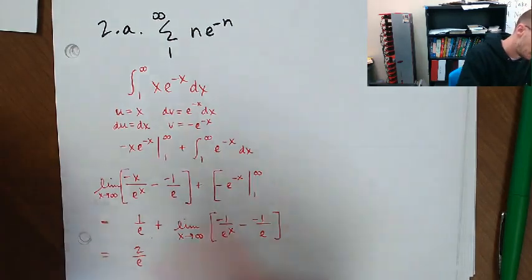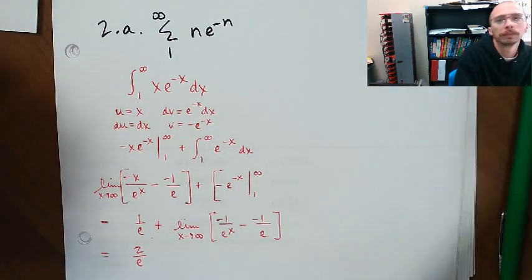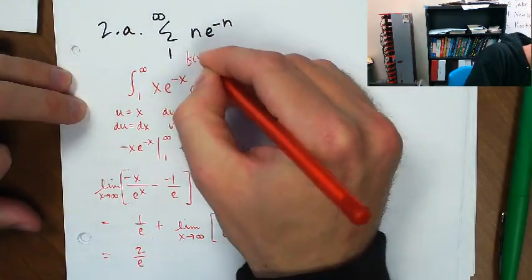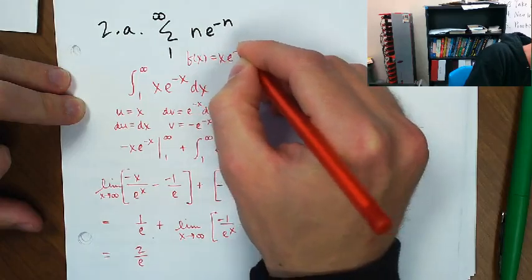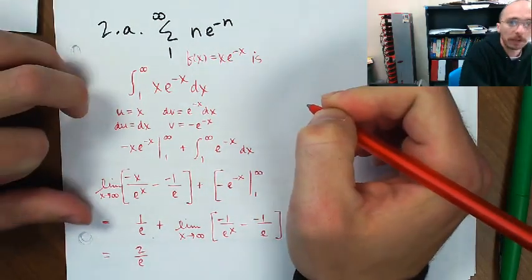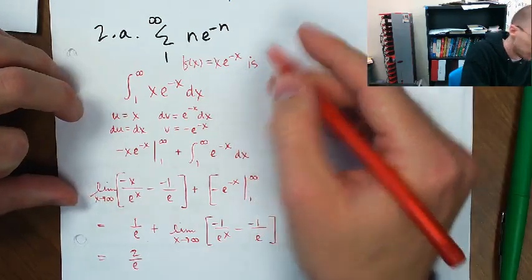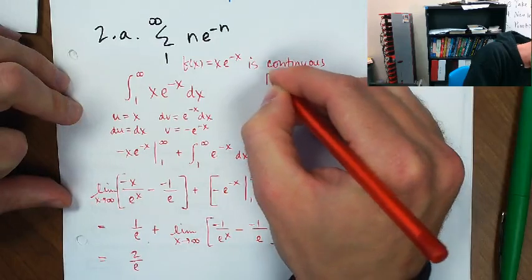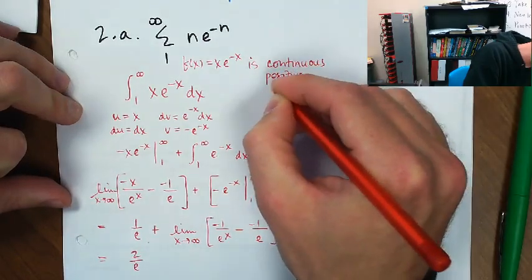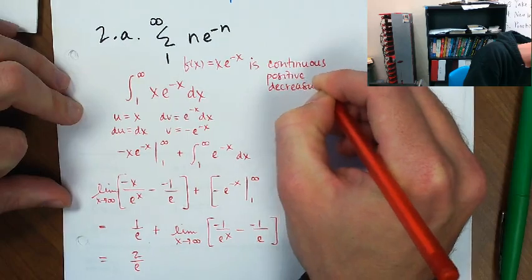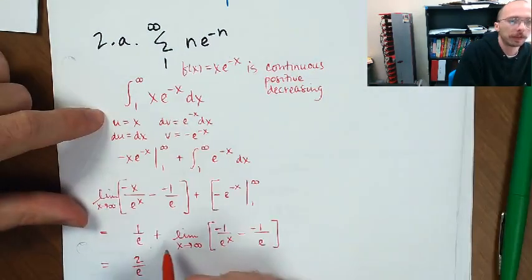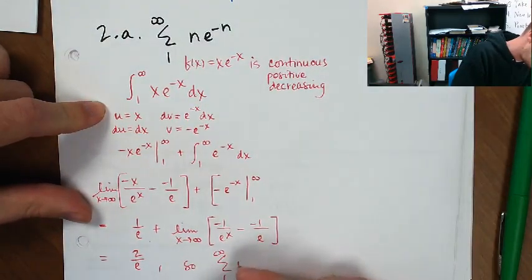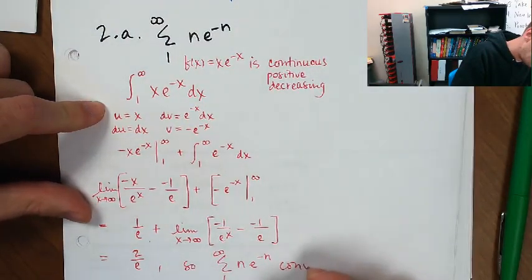Okay. So I would say, oh, also, I forgot to check the conditions, but, you know, f of x equals x e to the negative x is continuous, it's positive, and it's decreasing. Okay, and since this converges, I'm going to conclude that the sum from 1 to infinity of n e to the negative n also converges.